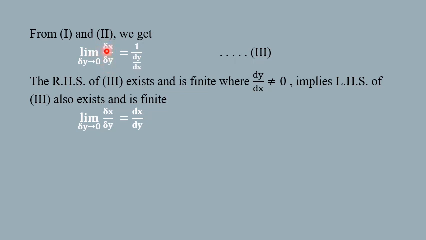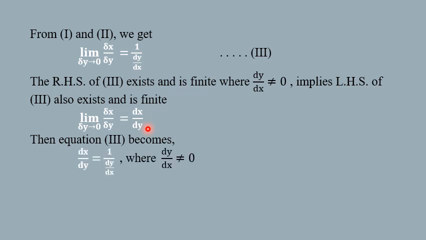So by definition of derivative, if this limit exists, we say that x is a differentiable function of y, and this limit is nothing but dx by dy. Now just substitute this value in equation number 3, we get dx by dy is equal to 1 upon dy by dx, where dy by dx is not equal to 0, which we had to prove. Okay.